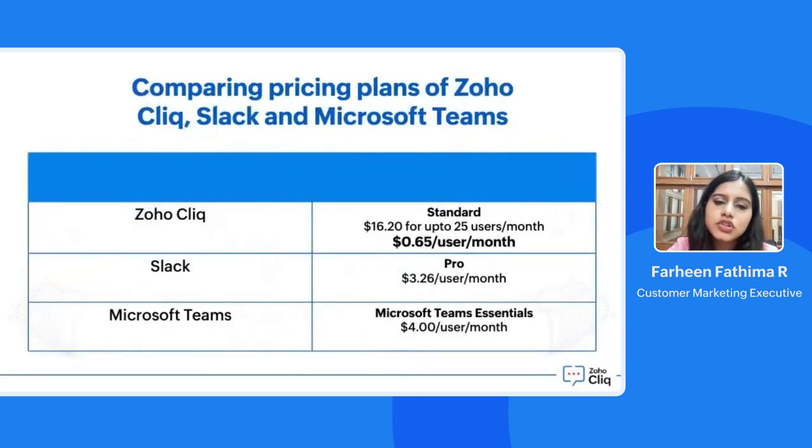So now that we've looked into the various pricing plans and what each plan offers, here you can compare the various pricing plans of Zoho Click, Slack, and Microsoft Teams. This is the basic plan that is available under each platform. When you compare the paid standard plan offered by each platform, you can conclude that Zoho Click's pricing is more affordable compared to Slack and Microsoft Teams.